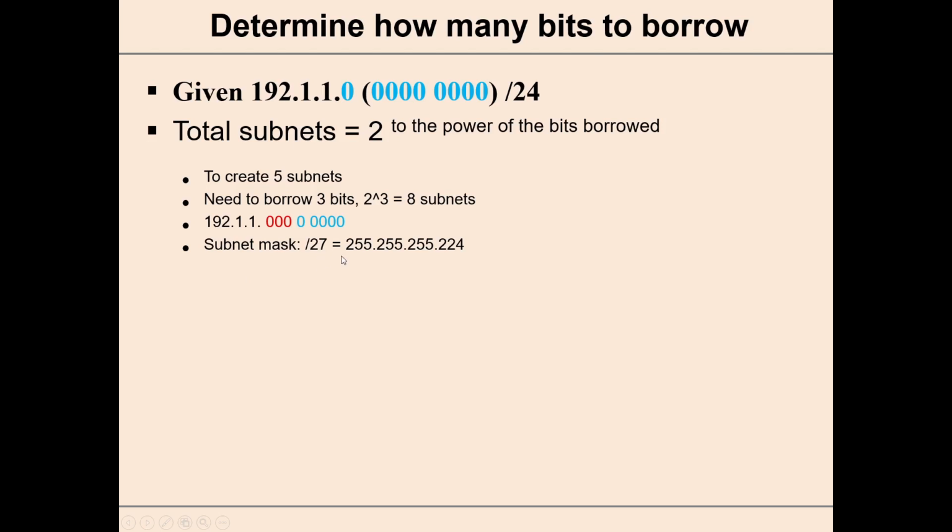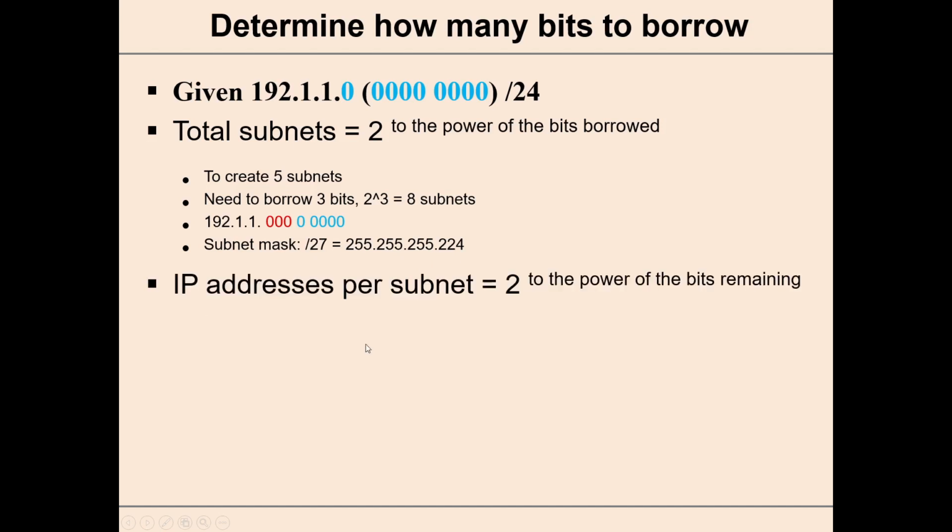Write /27 in formal subnet mask form: 255.255.255.224. The number of IP addresses available per subnet equals 2 to the power of the bits remaining in the host portion. So how many host bits? Original 8 host bits, borrowed 3, so minus 3, 5 host bits left. 2 to the power of 5 gives us 32 IP addresses per subnet.